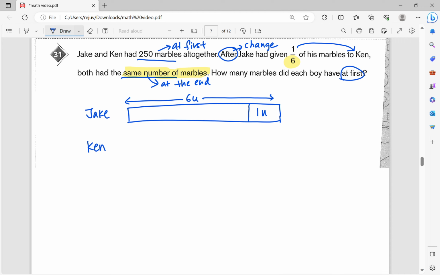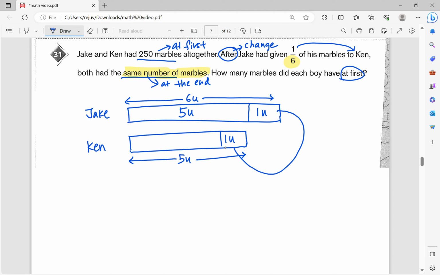Total 6 units minus 1 unit. From here, we know that Jake has 5 units of marbles at the end, which means that Ken should rightfully also have 5 units of marbles at the end, because the question says that both have the same number of marbles. However, of the 5 units of marbles for Ken, 1 unit comes from Jake, because the question mentioned that Jake had given 1 unit of his marbles to Ken.